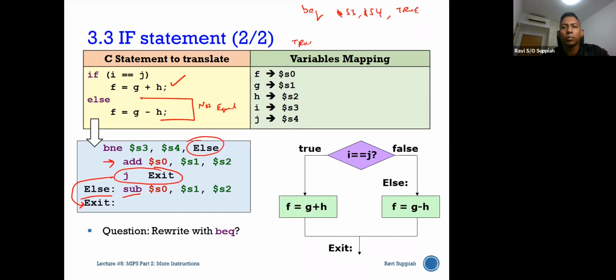So in the true, what must I do? In the equal case, I must do the addition. Correct. So if I do not take the branch, that means they are not equal. Then I'll do the subtraction, and then I must remember to jump to exit over here. So the exit will come here.